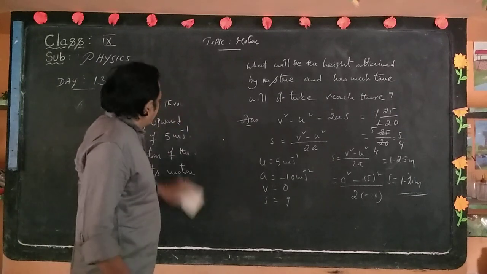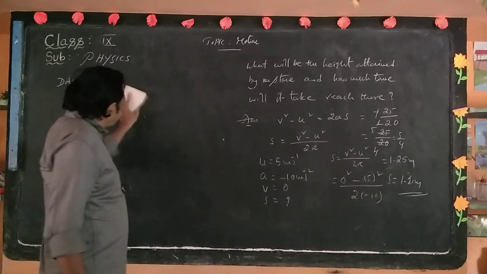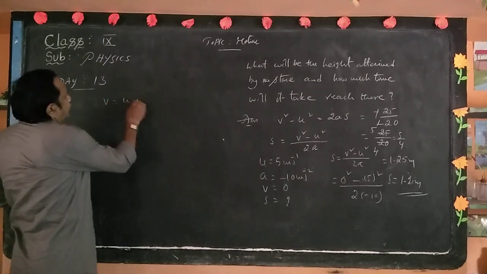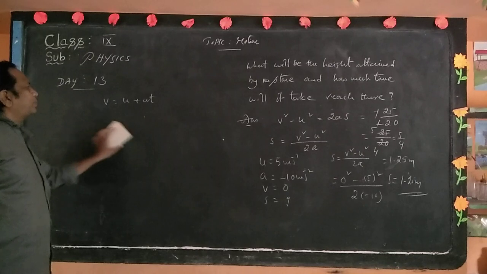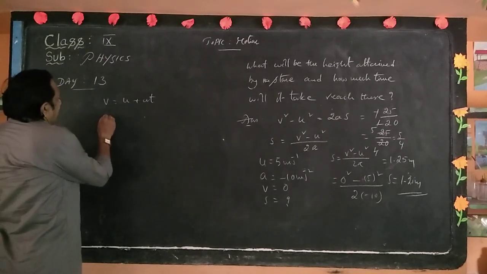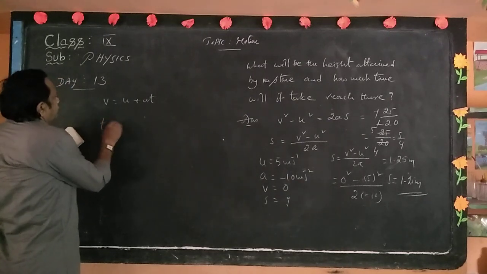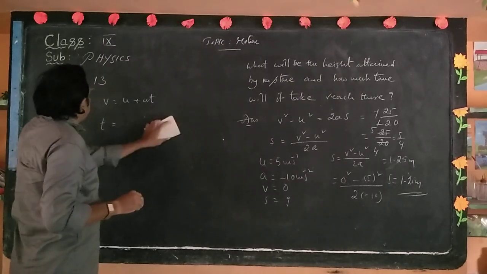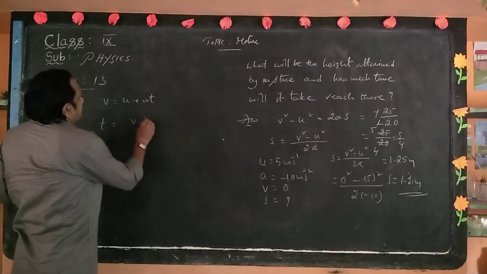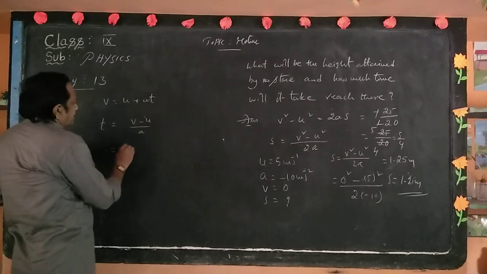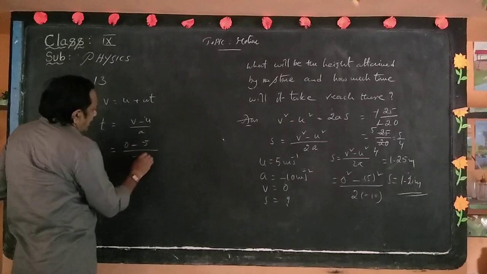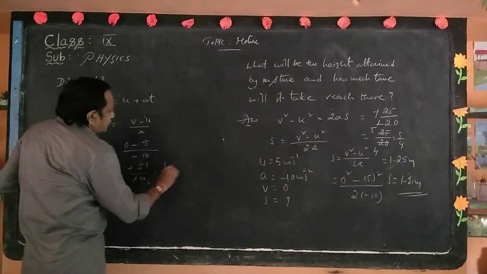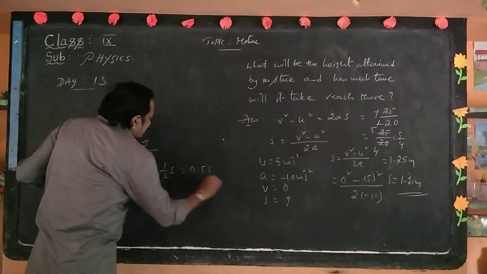And also to calculate the time taken. So for calculating the time taken, what is the application? First equation of motion. So what is that? v is equal to u plus at to be considered. In this, v value to be taken as 0. In this also to calculate time value, t. So t is equal to v minus u by a. That is equal to 0 minus 5 by minus 10. That is equal to minus 5 by minus 10. Minus minus gets cancelled. That is equal to half second, or otherwise 0.5 seconds time will be taken.